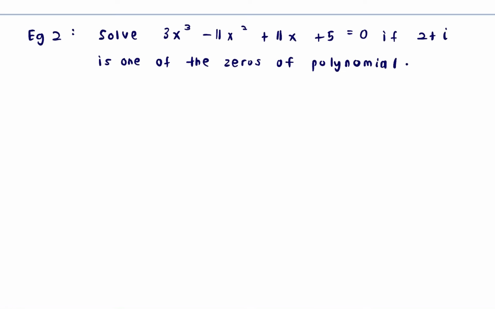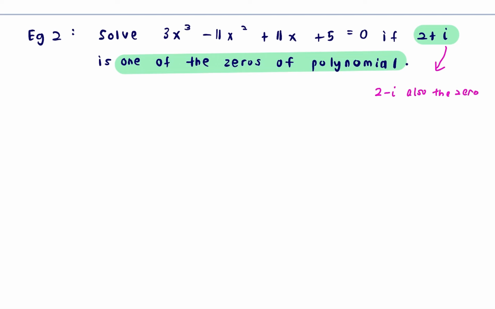Okay, second example. Solve this polynomial of highest degree 3 equal to 0 if 2 plus i is one of the zeros of the polynomial. Okay. So given one of the zeros, automatically applying the conjugate theorem just now, the conjugate is also a zero. So what is the conjugate? 2 minus i, also a zero.